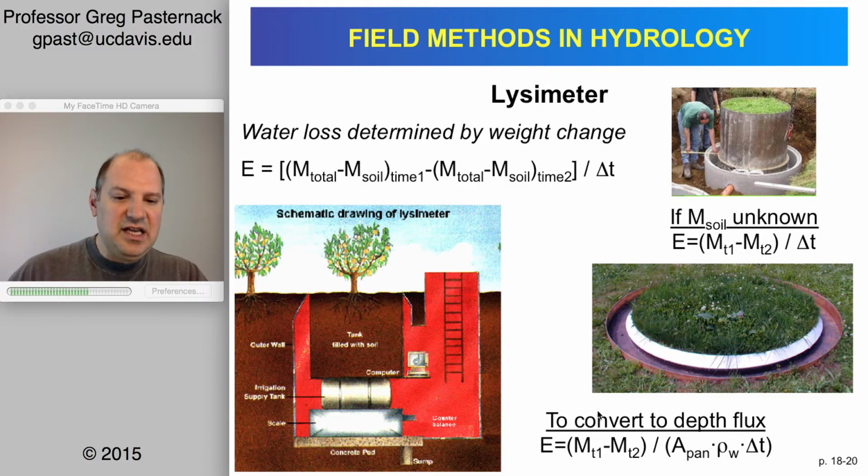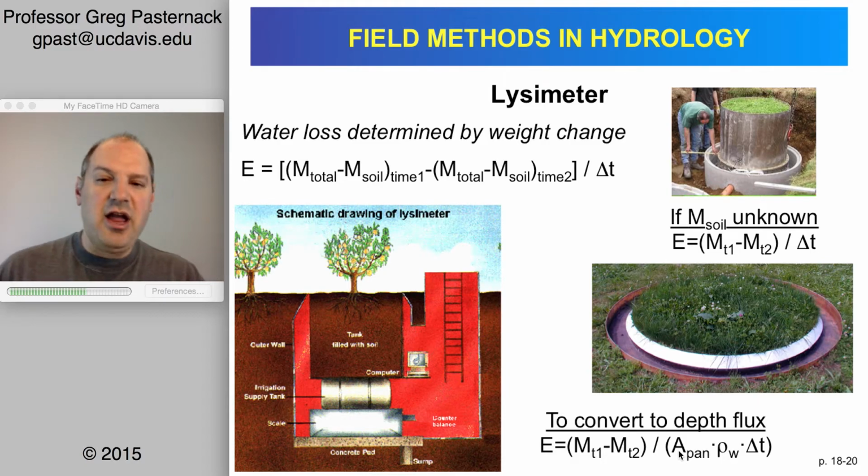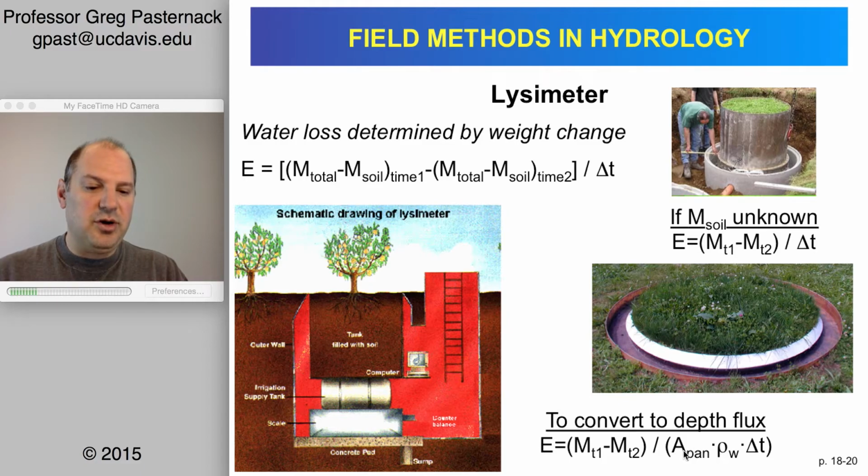And then the last thing is that you can convert this to a depth flux, like if you want to know millimeters of evaporation per day instead of kilograms per day, by taking the mass and dividing it by the density of water. So that's going to convert it from kilograms to cubic meters, and then divide that by the area of the pan, which is going to then leave you with millimeters of water per time t.